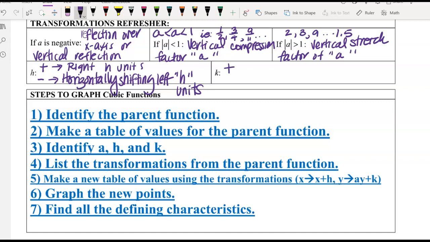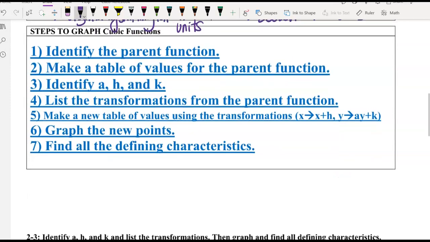All right, if K is positive, it's going to go up K units, however many that is. If K is negative, it's going to go down K units. All right, now if you need to, feel free to pause to write these steps down. Steps to graph a cubic function: identify the parent function, which is different from the quadratic and different from the linear.